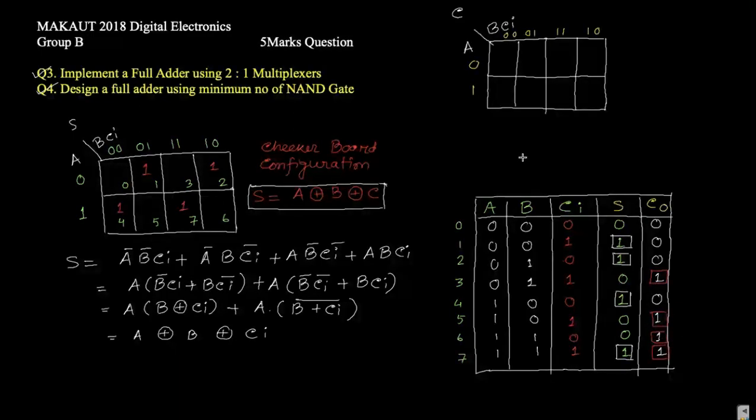In the positions where the output is 1, it is positions 3, 5, 6 and 7. So make the numbering first: 0, 1, 2, 3, 4, 5, 6 and 7. It means that at positions 3, 5, 6 and 7 we get 1.